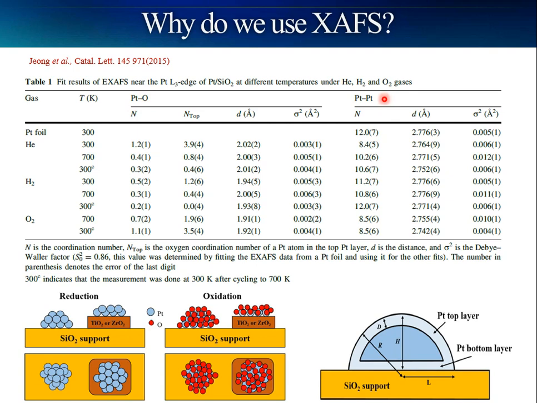Okay. We also found the number of oxygen for platinum on the top of platinum nanoparticles, right here, like that, this part, from XANES and EXAFS results, which is the N top. Through the XAFS and XANES results, we made the model of platinum nanoparticles during the redox process, like this. Okay.